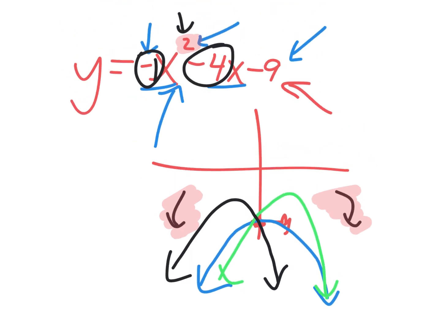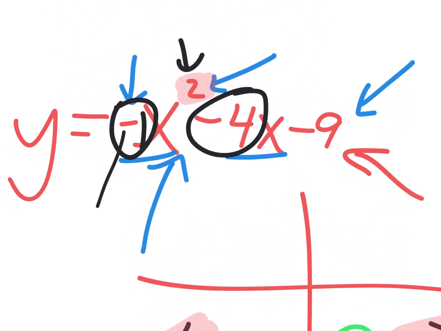Why do I know it's down on the left and the right? This one is the right end. This one tells me it's the same. If that had been odd, then I know the ends would be different.